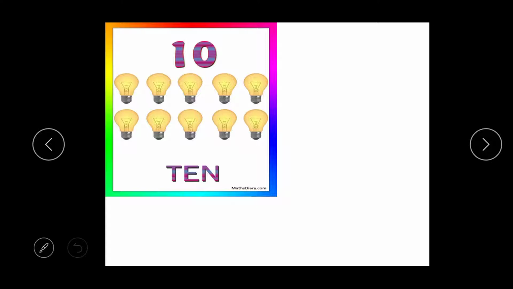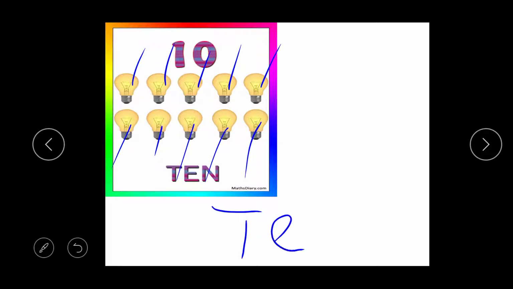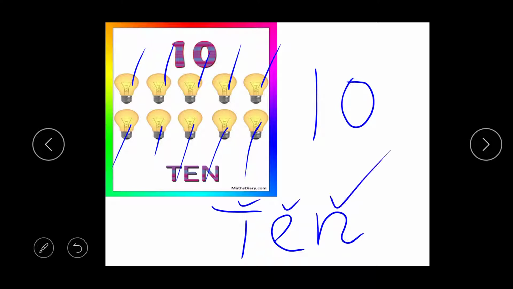Let's count. 1, 2, 3, 4, 5, 6, 7, 8, 9, 10. T-E-N. 10. T-E-N. 10.